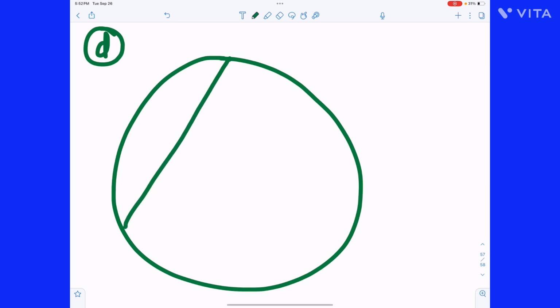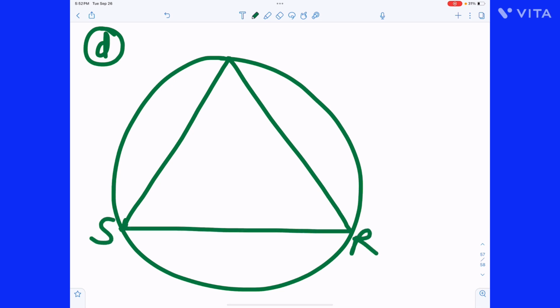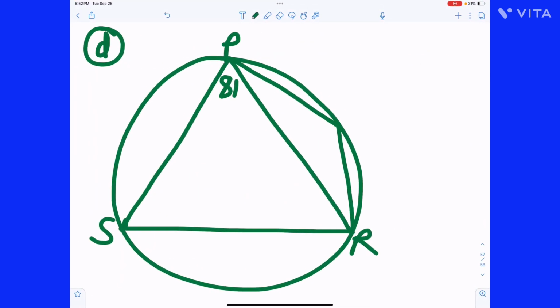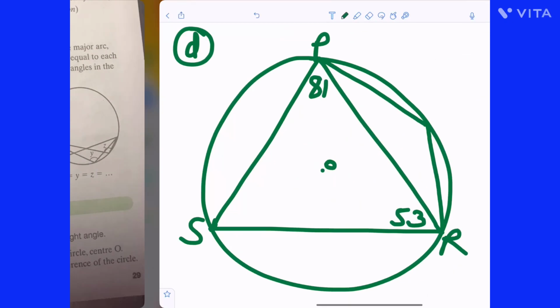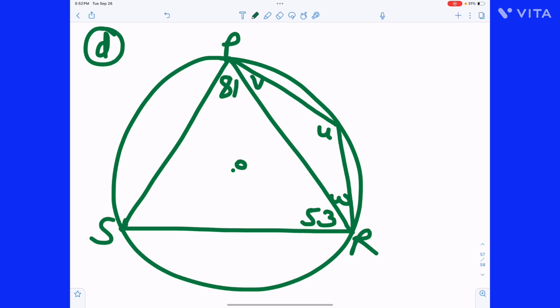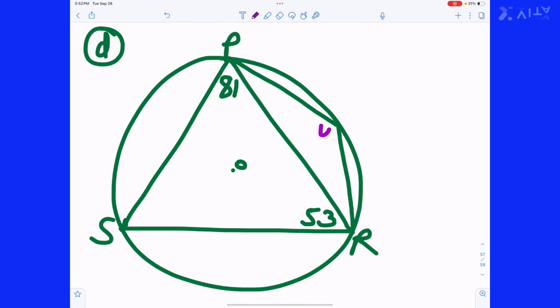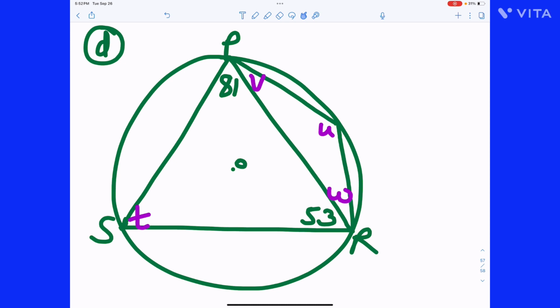Okay, your triangle is SPR. SPR, 81, 53, center, UVWT. Or should I change their colors? I think that will make sense. Let me write it that way: U, V, W, T. Now, the first one I can easily get is T, because this is a triangle.